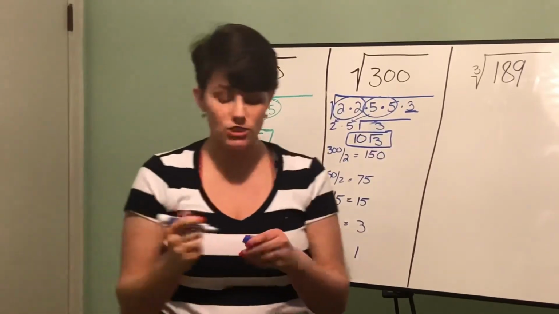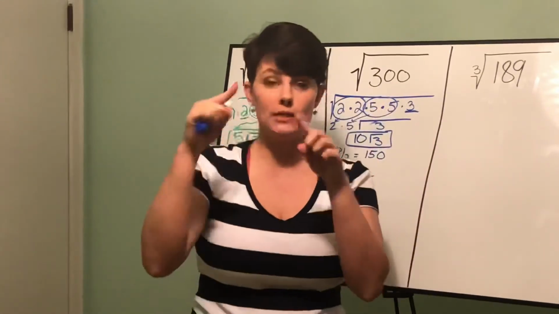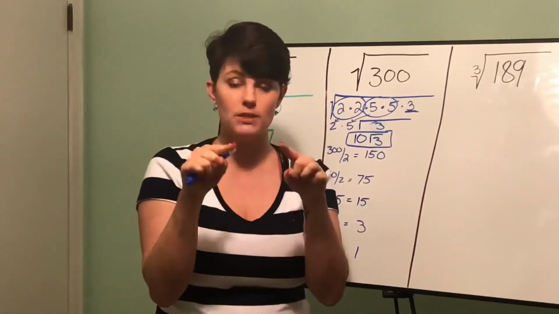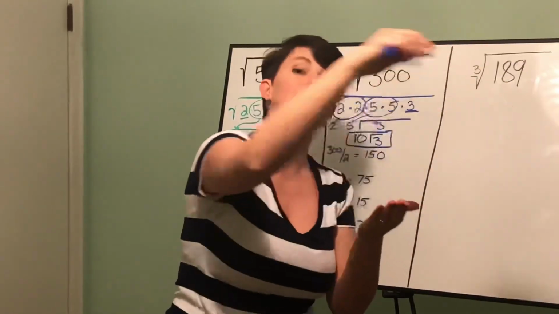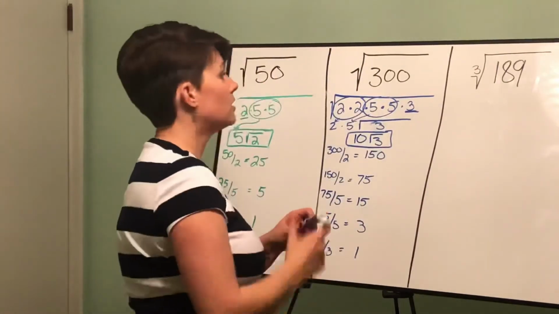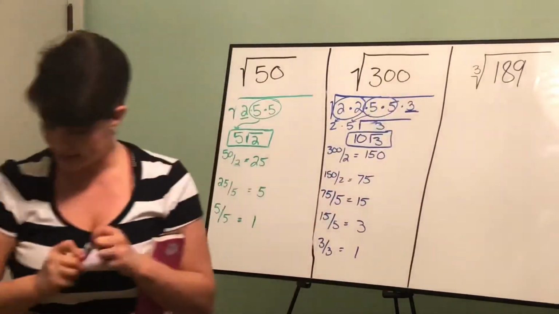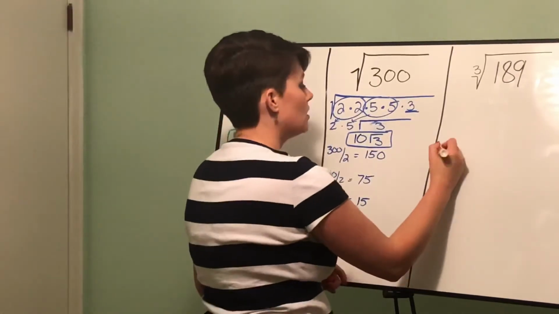Okay, now let's talk about when we have to do a cube root. Well, you know, a square root is something times itself. It's a pair of primes. A cube root is something times itself times itself. It's going to be a set of triplets. So now let's try to do the cube root of 189. So we're going to be looking for triplets of primes.